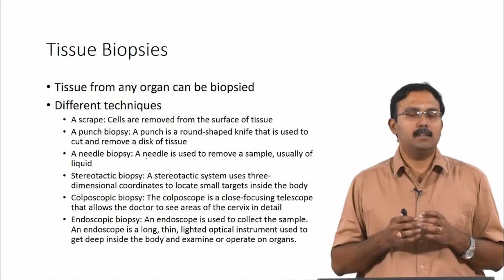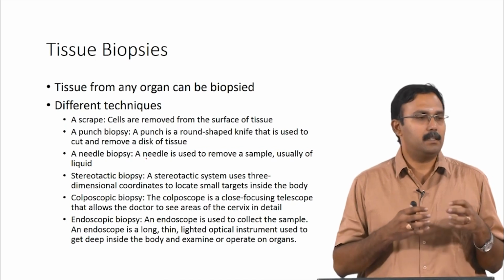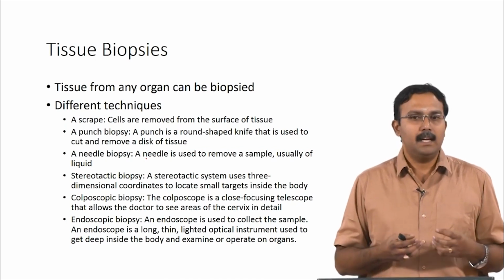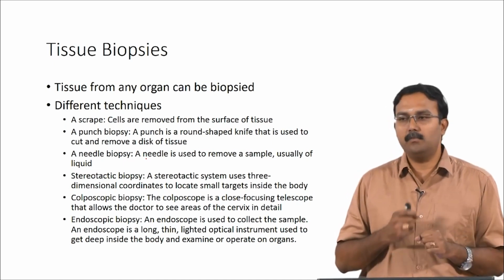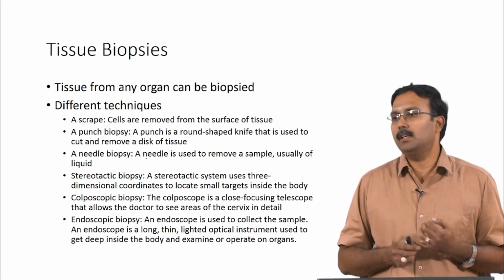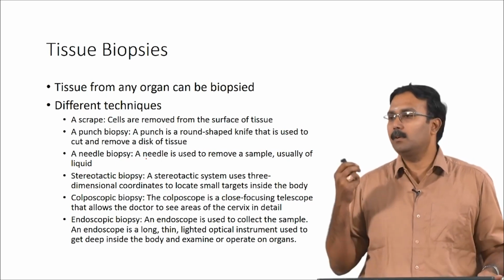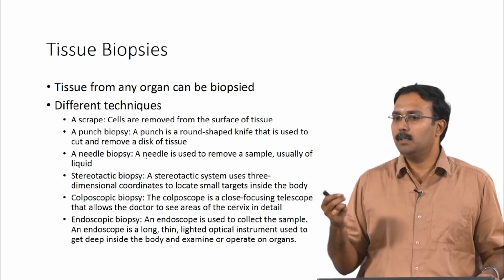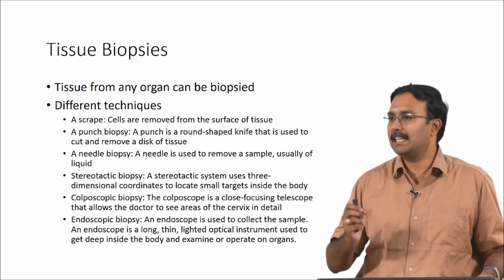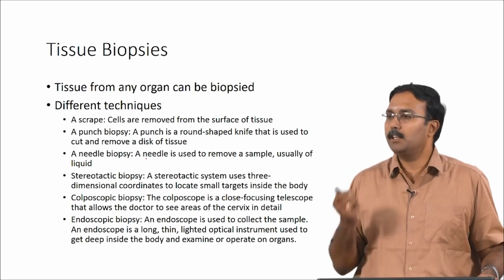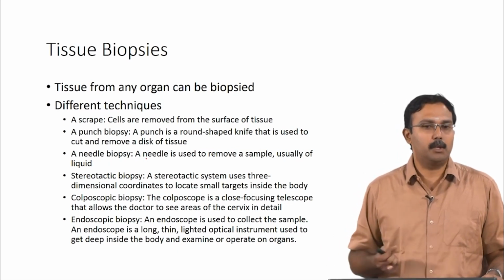You have stereotactic biopsy. Here a stereotactic system which uses 3D coordinates is used to identify a small target region and specifically remove tissues. So, these are used in places where you need a lot more control. For example, if you are going to take brain tissue, you would not want to damage the organ, so you need precise control over which part of the tissue you are harvesting. For that reason you use something like stereotactic biopsy.